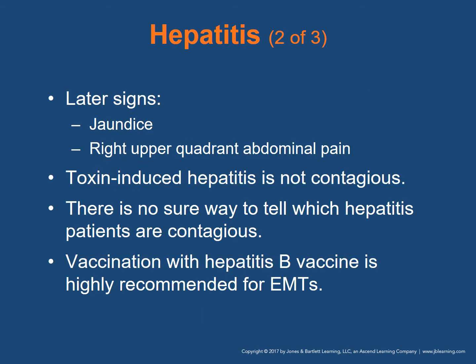What will tell you is the later sign. So a patient with hepatitis whose liver is in late stages of hepatitis or significant outbreak is going to be jaundiced. So they're going to have yellowing of the skin and of the whites of the eyes. There's no way to tell which hepatitis patients are contagious, but hepatitis B does have a vaccine, a series of 3 shots, and it is highly recommended for the EMT.